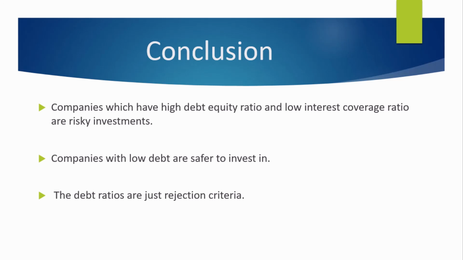We can only reject the companies on the basis of these. If we find these ratios to be satisfactory, we can continue our analysis for such companies, such as valuation analysis, to determine whether they satisfy other criteria as well. I will cover these aspects in future videos.